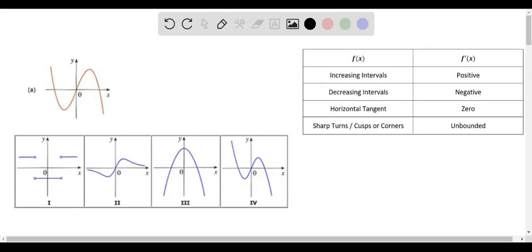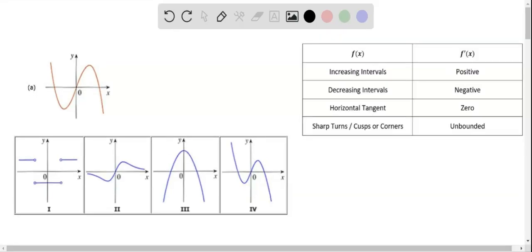We will now match the graph of the functions which are given in red color with the graph of its derivatives. We have been given the four derivatives in blue color. So we will match the functions with their derivatives. And for this, we will be utilizing these concepts related to the graphs of f of x and f prime of x.